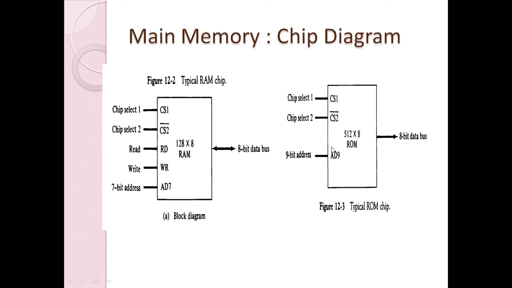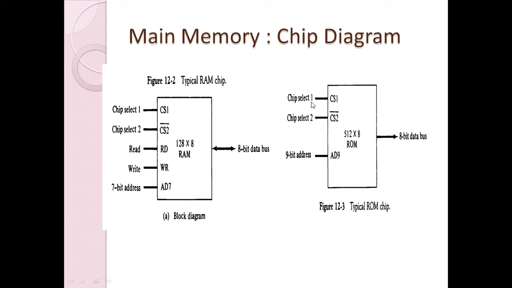Here you can see the ROM chip. The ROM chip we are using has 512 words, and each word is 8 bits long. So an 8 bit data bus will be there, and the address length will be 9 bits, because 512 is equal to 2 to the power 9. So if there are 512 words, the address will be 9 bits.